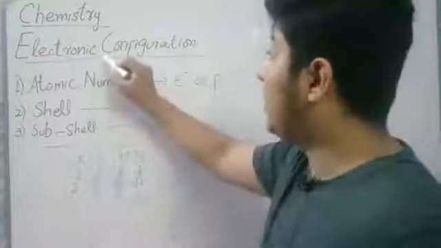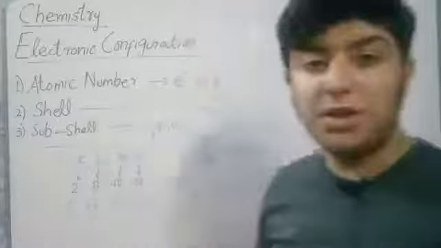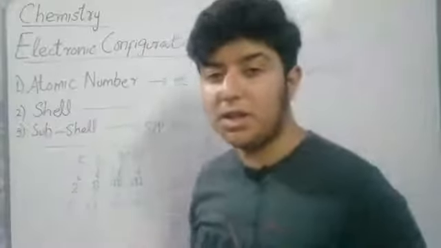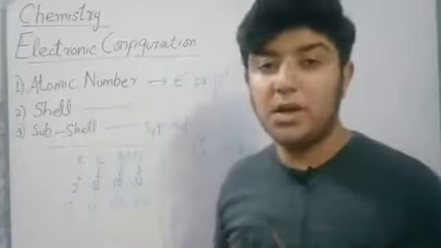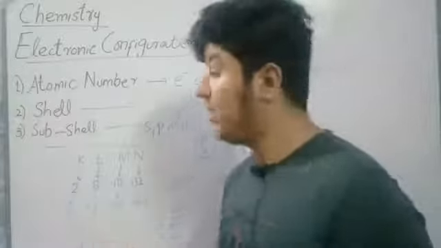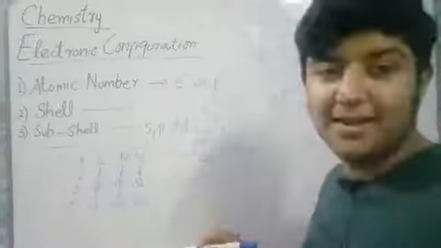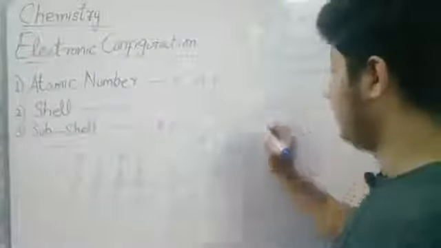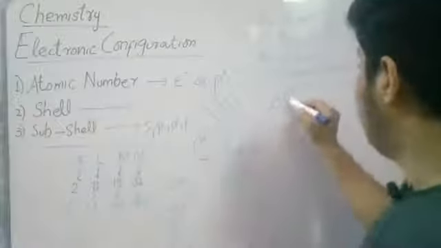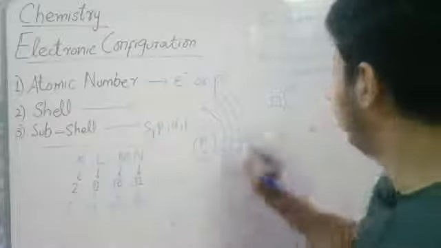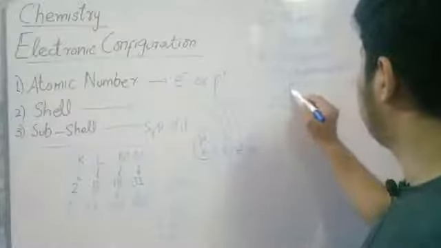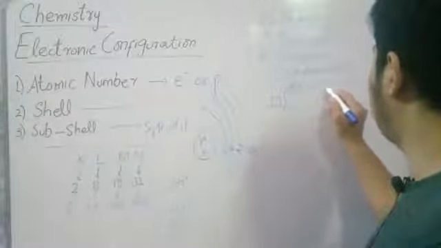Now comes electronic configuration. It is the division of electrons in shells and subshells according to their energy level. The very easy formula to do electronic configuration is n, l, x: n stands for the number of shells, l for the number of subshells, and x stands for the number of electrons.